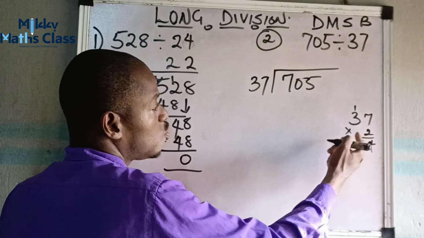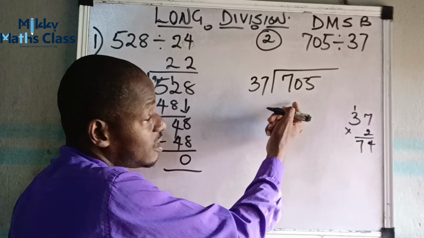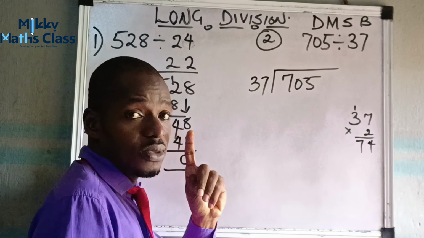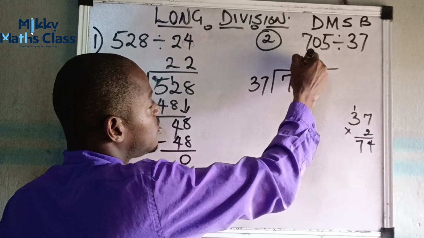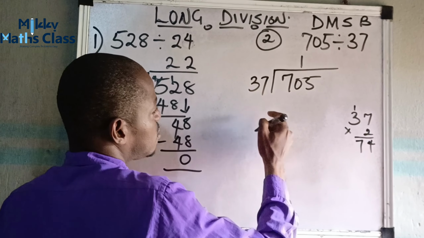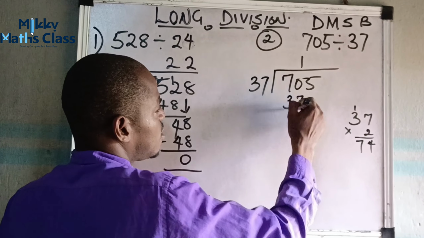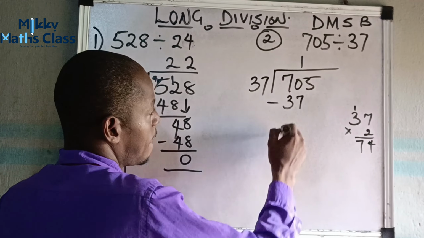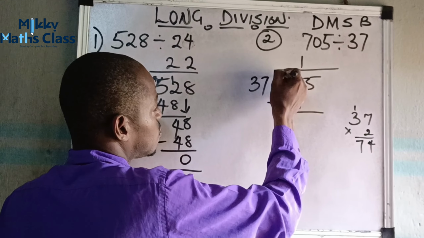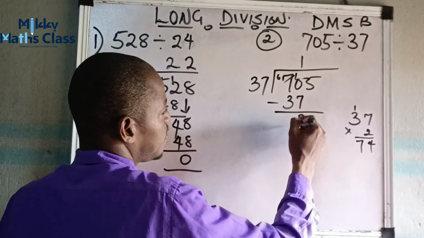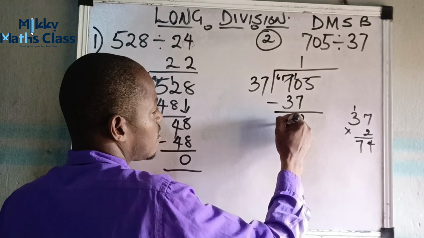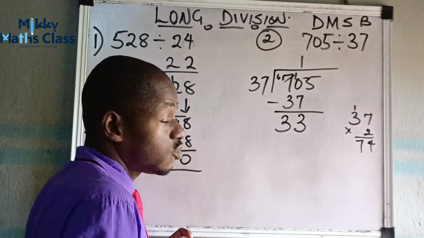Now 37 times 2 is over what you are dividing. So it is not 2, so it will be 1. So you put it here. 1 times 37. You have 37. You subtract. Now this is 6. This is 1. 10 minus 7, that's 3. 6 minus 3, that's 3. Now we are done subtracting.